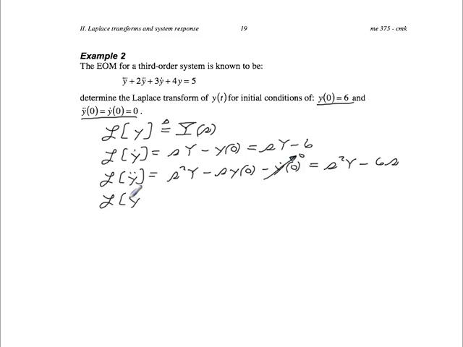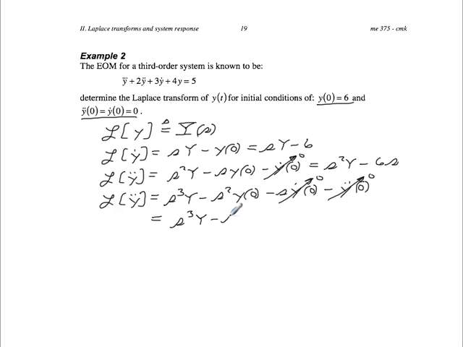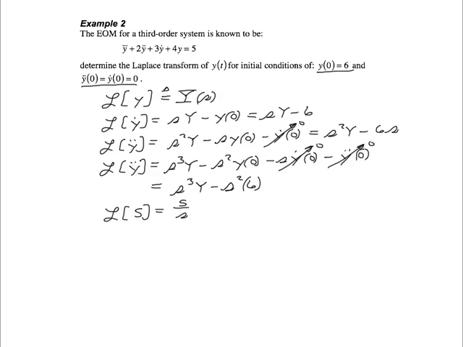Laplace transform of the third derivative, we just do it one more time. The core part here is s cubed y minus s squared times the initial condition on y, minus s times the initial condition on y dot, minus the initial y double dot. Both of those for this problem are 0, so that Laplace transform is s cubed y minus s squared times 6. And finally, the Laplace transform of the right-hand side, 5, that's 5 over s. So I put all these together.